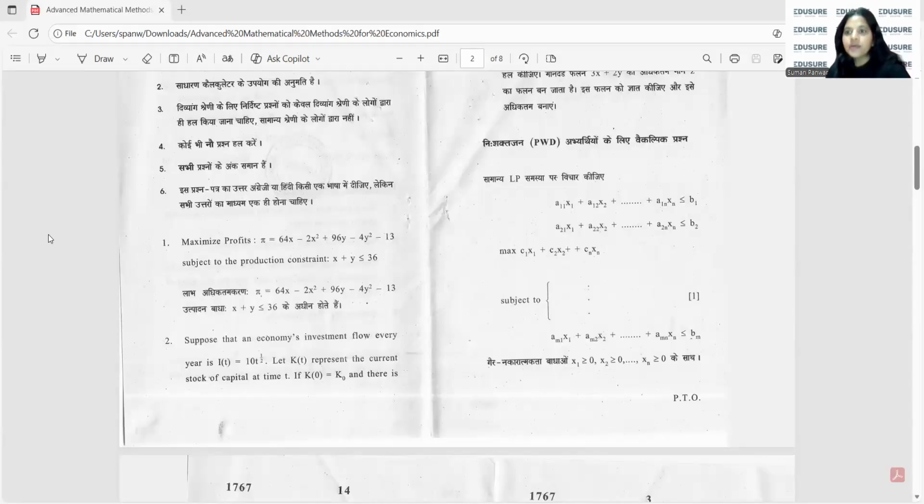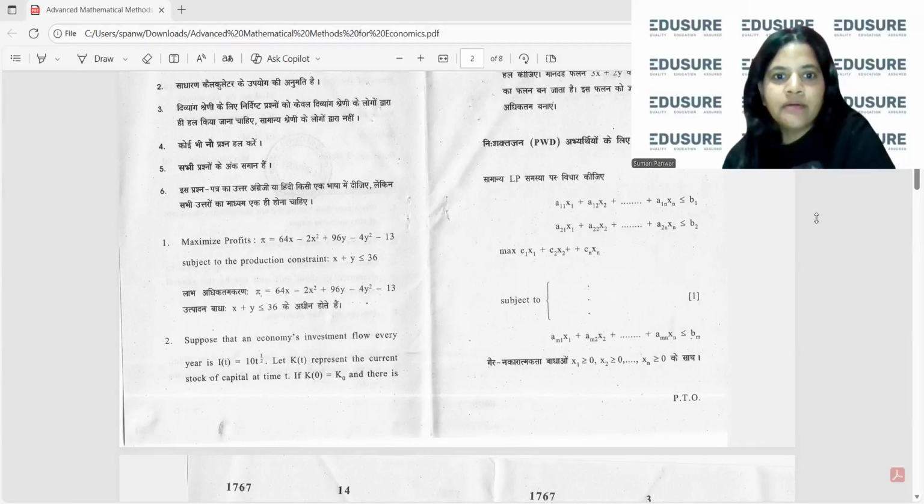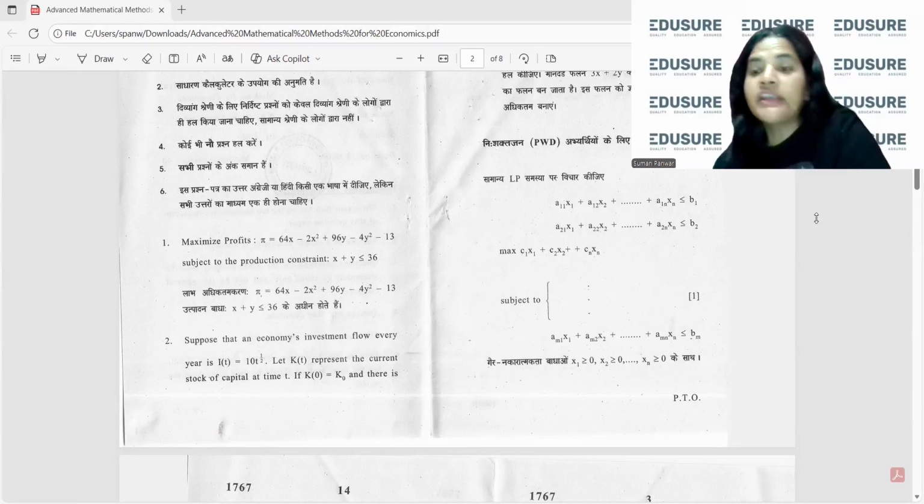Okay, so we are doing DU MME 2024. Question number 1. Maximize profits. Pi is equal to 64x minus 2x square plus 96y minus 4y square minus 13, subject to the production constraint x plus y less than or equal to 36.